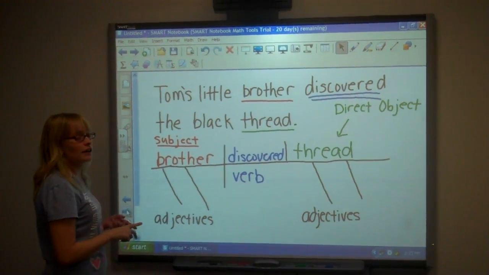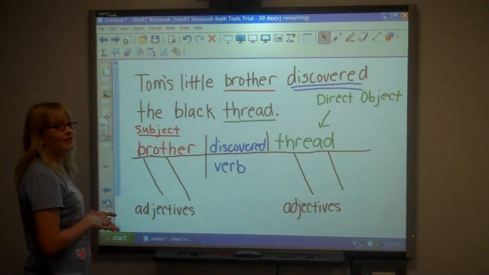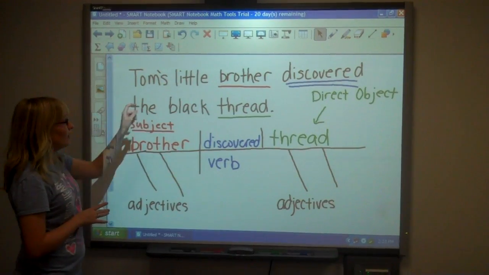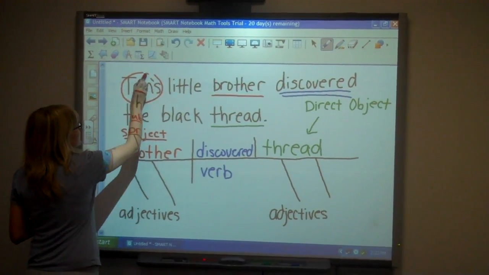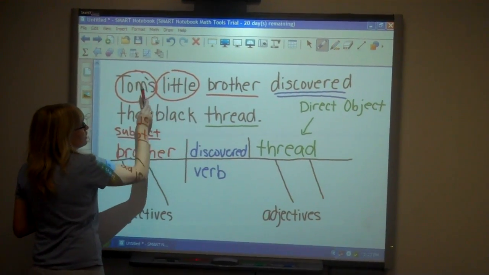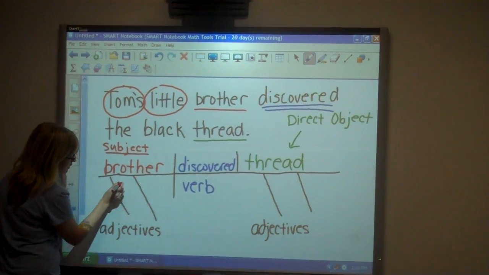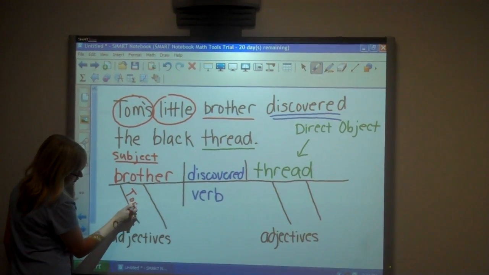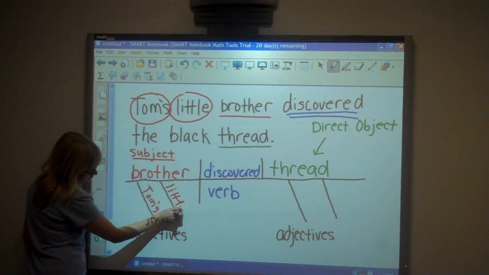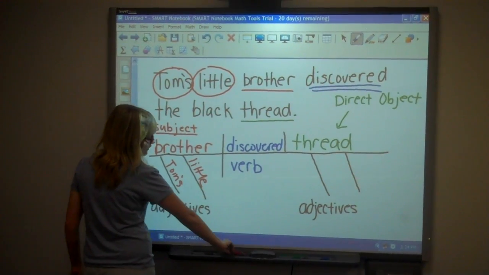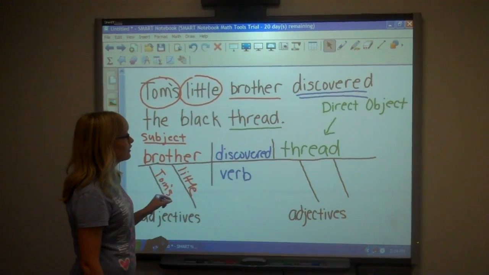Now that we've found the subject, the verb, and the direct object, we're going to find the modifiers of them. So there are going to be 2 modifiers of the subject, which are Tom's and little, because Tom's brother and little brother, they both describe brother. So Tom's, little, go under the subject. So now that we have that and our verb discovered, thread.